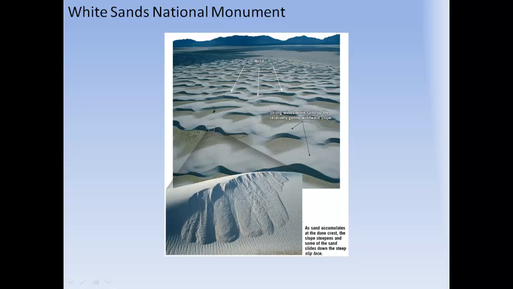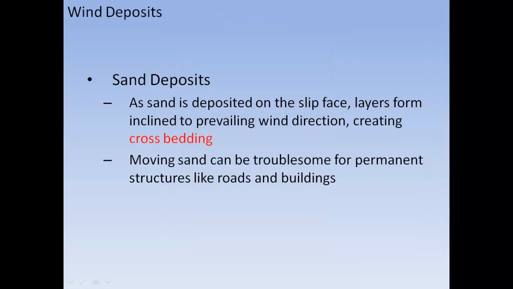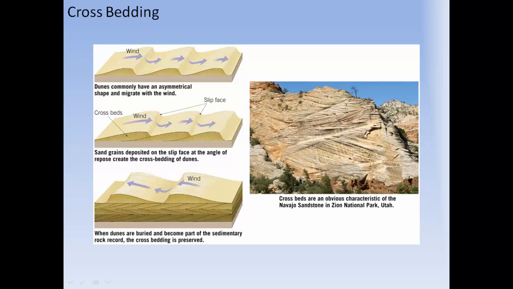Here's White Sands National Monument, and the wind is coming at us. Right in front of us are the slip faces of these dunes. Sand deposits: as sand is deposited on a slip face, layers form, inclined to the prevailing wind direction, creating cross-bedding. Moving sand can be troublesome for permanent structures like roads and buildings. Here's our prevailing wind pattern, and as the sand is deposited over the edge, it forms this layering, these nice beds. As the dunes travel and overlap, you form cross-bedding. Then if the prevailing wind direction changes, the angle at which the sediment is deposited changes.